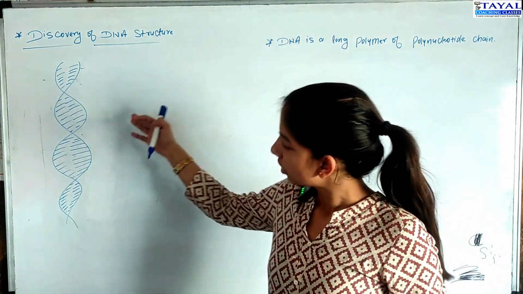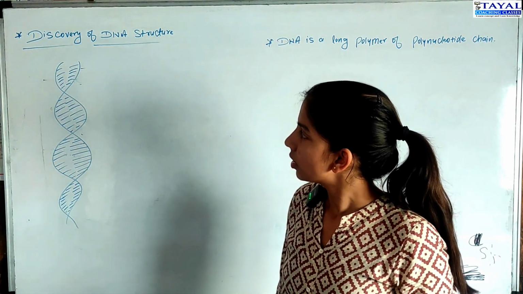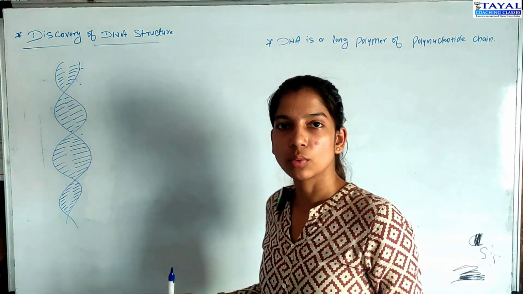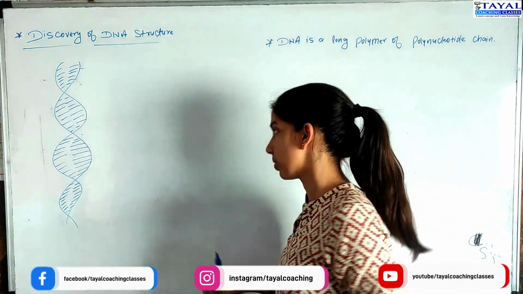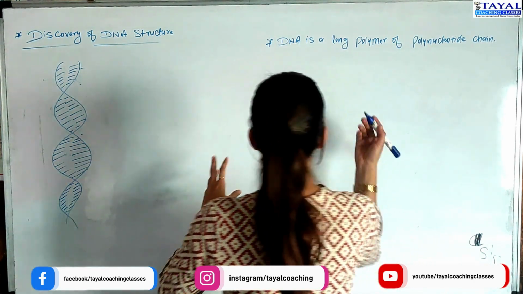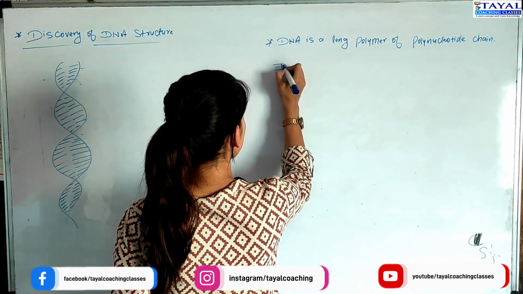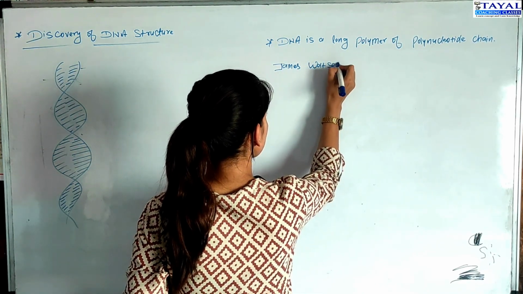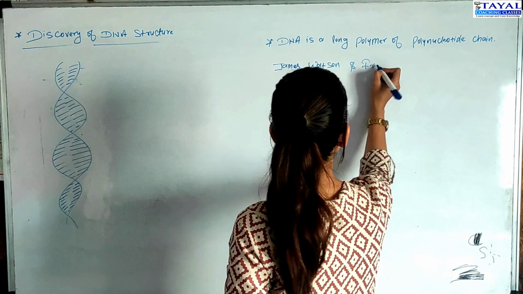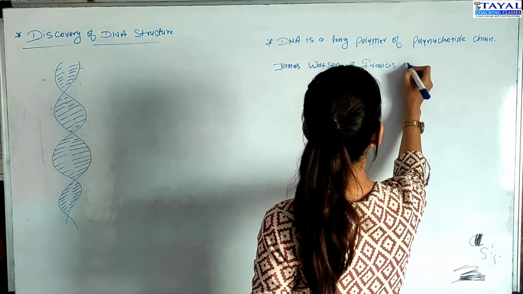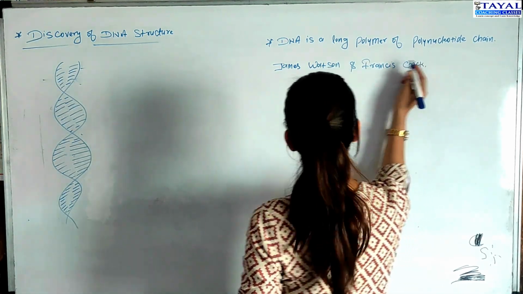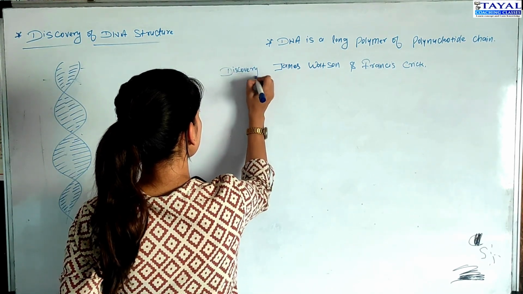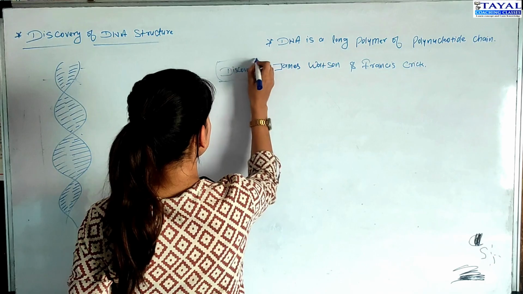But for now, let's learn the double helical structure of DNA, how it was discovered, and what information we got after its discovery. This double helical structure of DNA was discovered by James Watson and Francis Crick. These two were responsible for the discovery of the double helical structure of DNA.